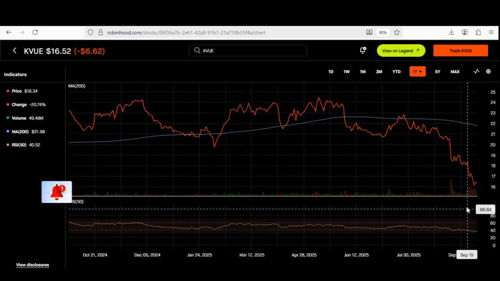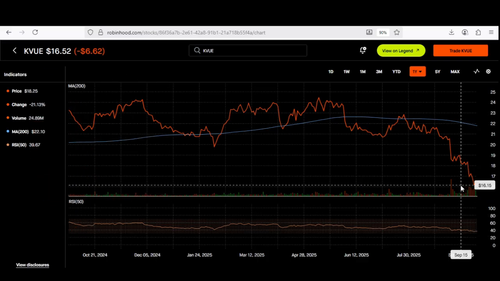Now, as you can see here, the stock has no clear support. It has not found a bottom as yet. So this is a high risk stock, and like I said before, the stock could continue going down.